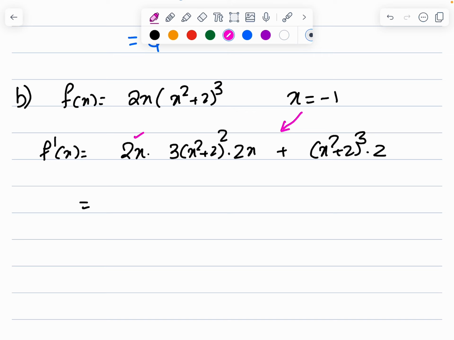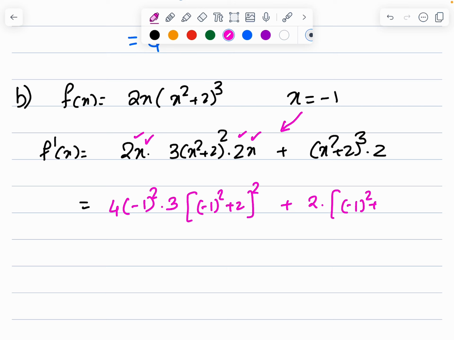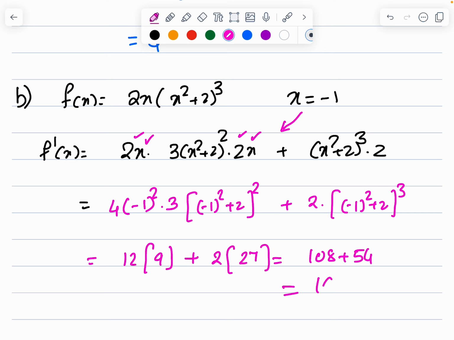Over here, 2 times 2 is 4 and x times x is negative 1 times 3 times negative 1 whole squared plus 2 whole squared, plus 2 times negative 1 whole squared plus 2 whole cube. So I will be simplifying it further. 12 times 2 plus 1 is 3, 3 squared is 9, and plus 2 times 2 plus 1 is 3, 3 cubed is 27. So which is 108 plus 54, which is 162.